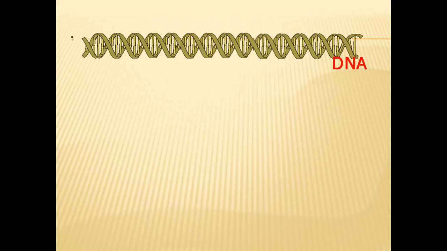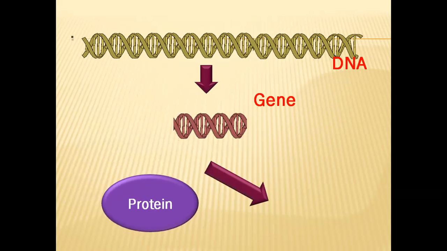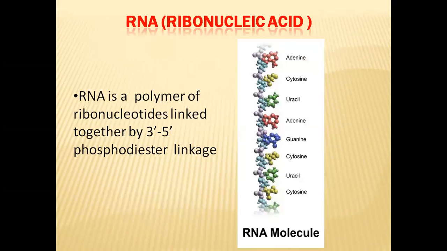So, DNA is the genetic material, we know it. Some parts of the DNA make the genes, and these genes produce proteins, and these proteins control the traits in our body. In the process of converting information present in the DNA into proteins, some special type of nucleic acids are required. They are called RNA. RNA is very essential in converting the information from genes to proteins.